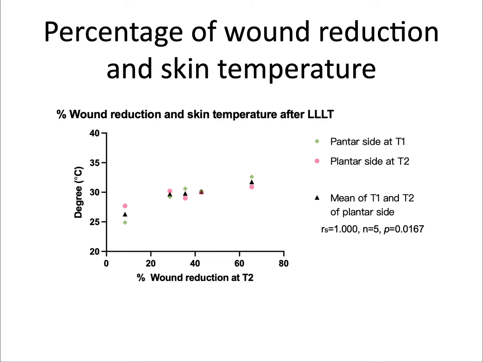We also calculated the correlation of the percentage of wound reduction and the skin temperature. We found there was a strong positive correlation between the mean value of T1 and T2 of skin temperature of the plantar side with the percentage of wound reduction, which means the higher temperature was correlated with better wound healing.